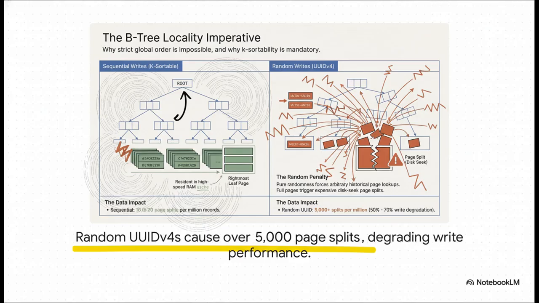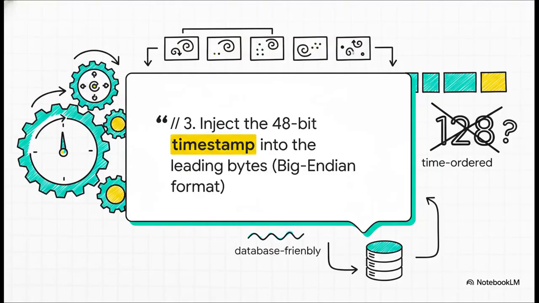And the numbers here are just insane. With sequential IDs, you might get 10 or 20 page splits for a million records. With random UUIDs, you're looking at over 5,000. That's not just a small difference. That's a 50 to 70% drop in your write performance. It's absolutely brutal.